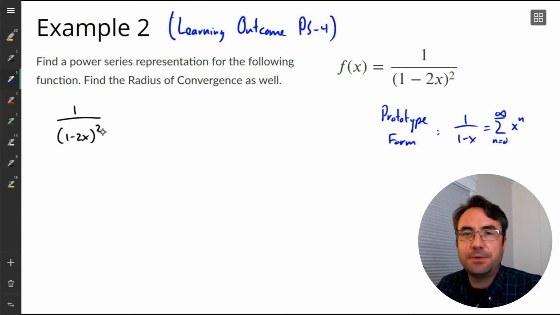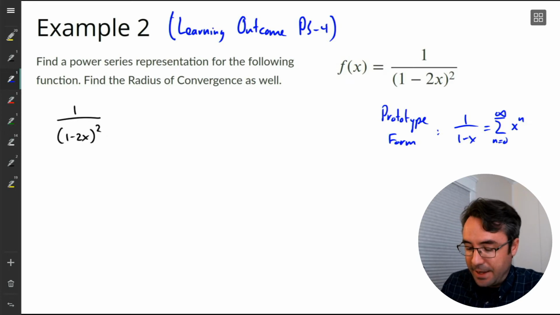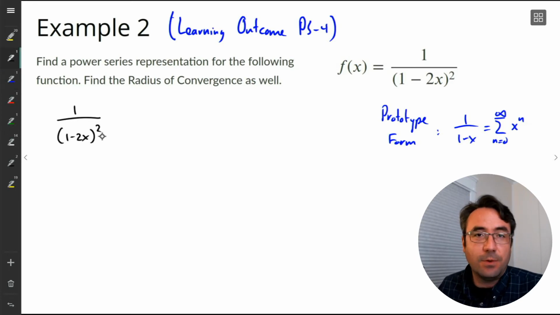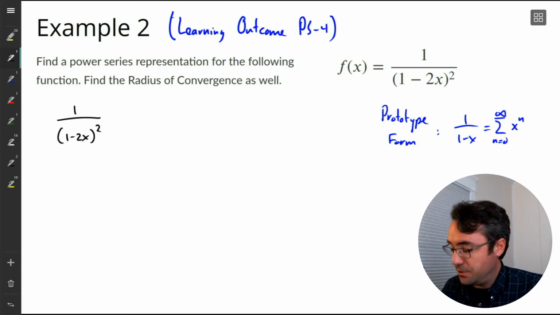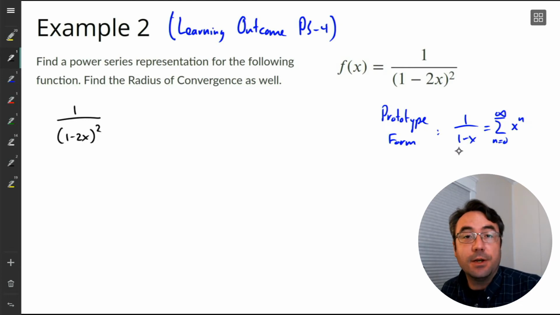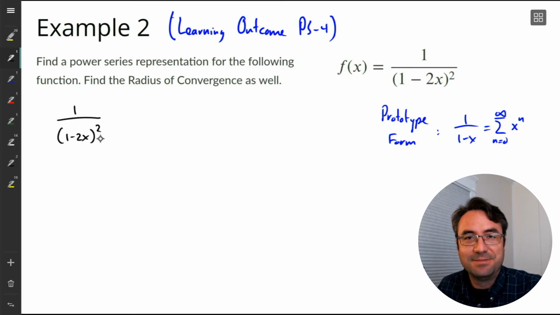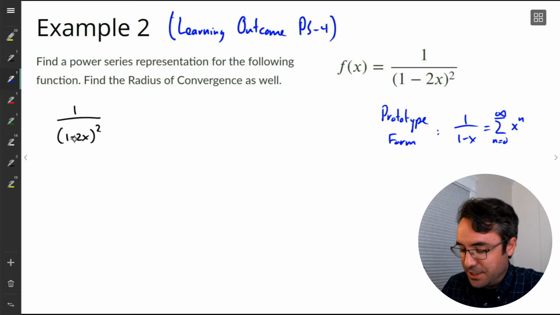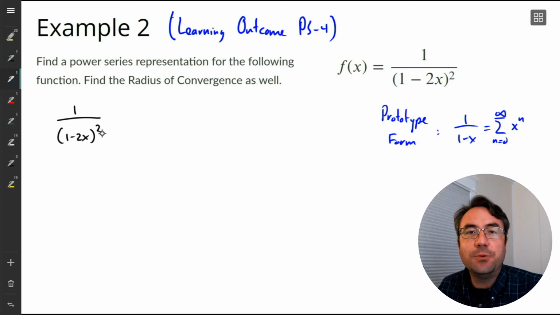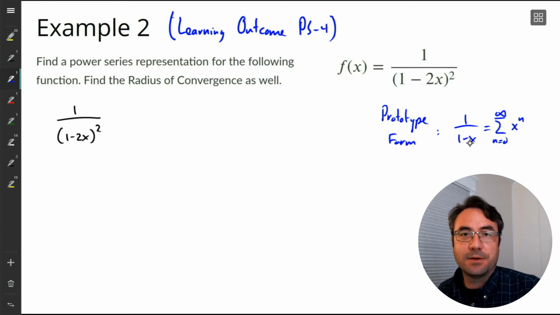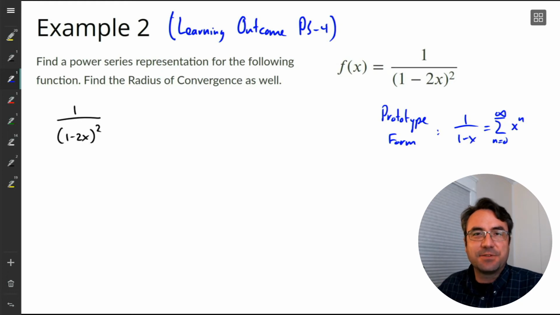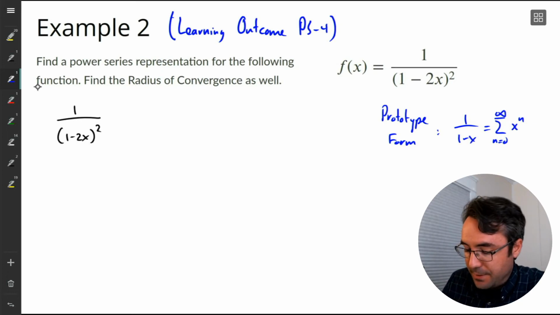So there's really two ways to get rid of that, either integrate or differentiate. And if you're not sure which one, try one, see if it works. If it gets you closer to this prototype form, good. If it takes you further away, then not good. Try the other one. So in this case, if we were to differentiate this function, we would end up with a cube down here. So that would take us further away from our prototype form. So differentiating is getting us further away from where we want to go. So that means integrate.